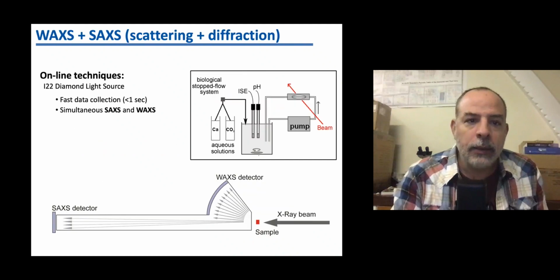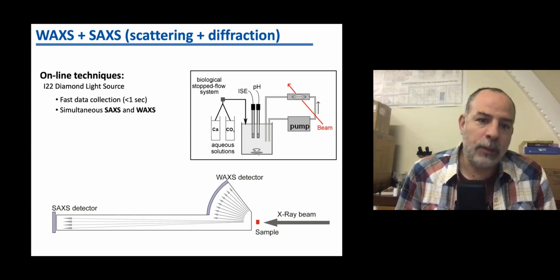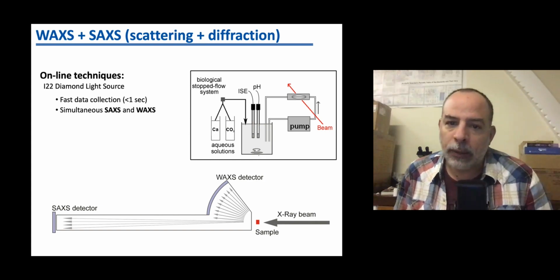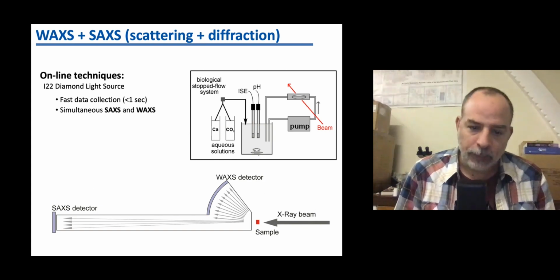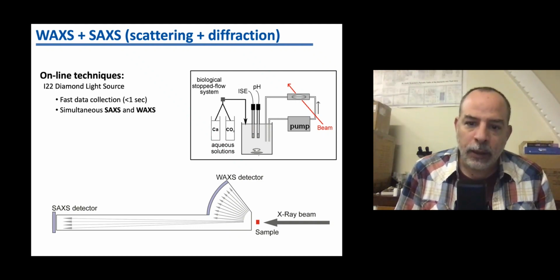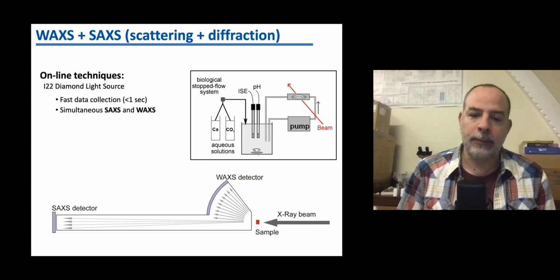Okay, and usually what we can do is to obtain multiple data at the same time simultaneously. For example, we can obtain scattering and diffraction data simultaneously. Sometimes we use something named a stop flow system. It's a device that can mix solutions very quickly in less than a second, and we can follow the reactions extremely quickly by using the synchrotron light.